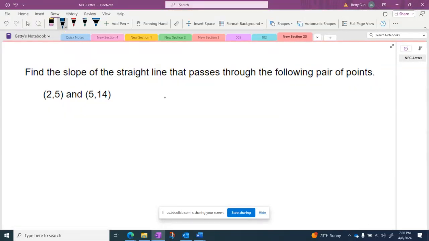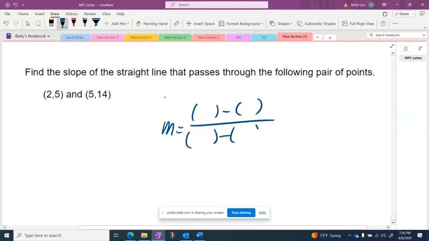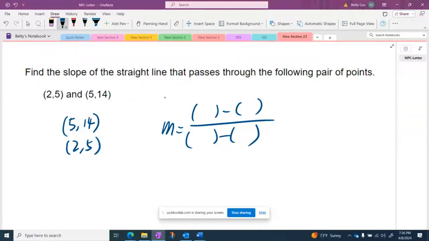Slope equals parentheses minus parentheses all over parentheses minus parentheses. And this is pretty convenient. I'm going to put one point on the top, the other on the bottom. So I'm going to do 14 minus 5, so 14 here, 5 here. And I do 5 minus 2. Since they're all positive, the algebraic method is a lot more convenient.